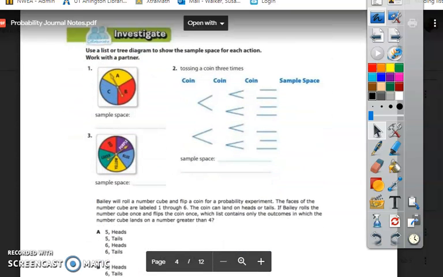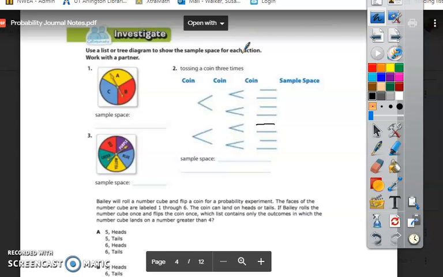Okay. So this one says, use a list or tree diagram to show the sample space for each action. Now they left off a line here. I remember that drives me crazy, but there is a line left off. So I'm going to put it right there. So basically, it says use a list or a tree diagram to find the sample space for each action.